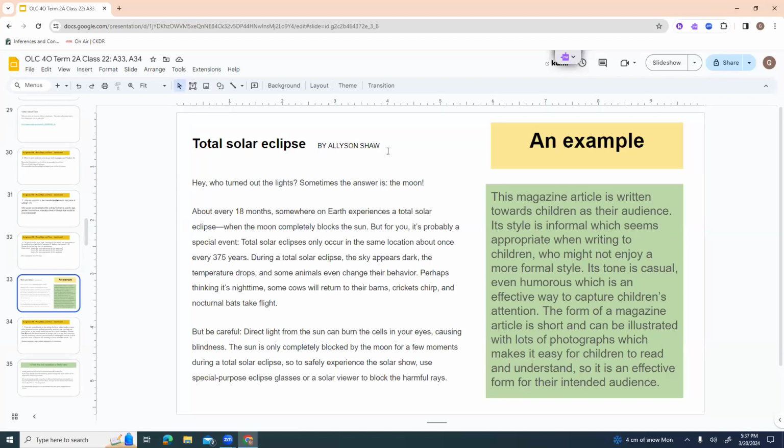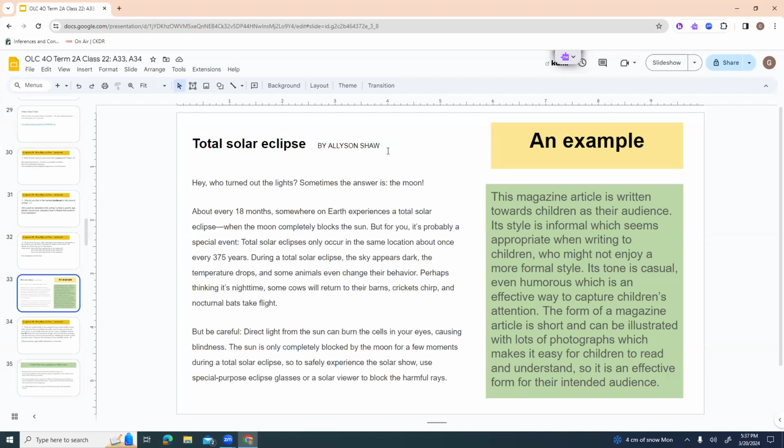So its style is informal, which seems appropriate when writing to children who might not enjoy a more formal style. Its tone is casual, even humorous, which is an effective way to capture children's attention. The form of a magazine article is short and can be illustrated with lots of photographs, which makes it easy for children to read and understand. So it is an effective form for their intended audience.